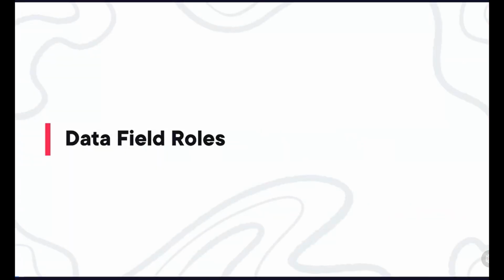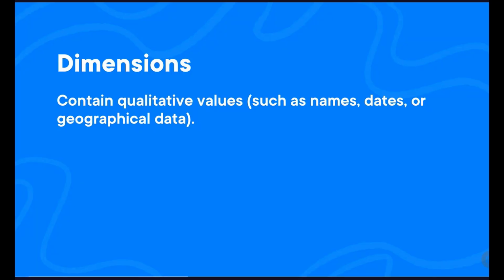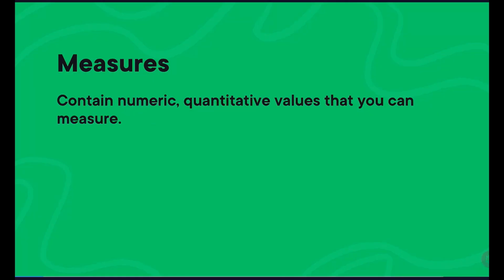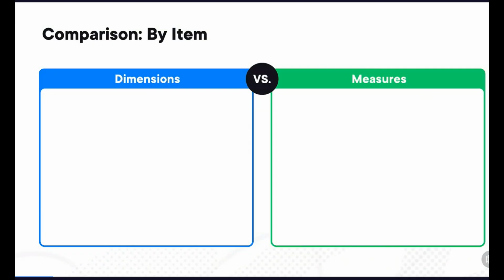In this clip, we will talk about data field roles. Let's start with some definitions. Dimensions contain qualitative values such as names, dates, or geographic data. On the other hand, measures contain numeric quantitative values that you can measure. So let's differentiate dimensions and measures on this slide.